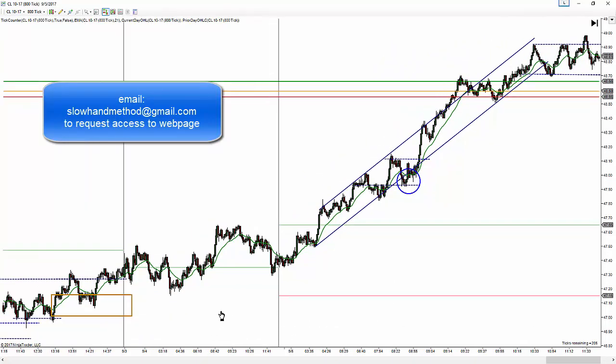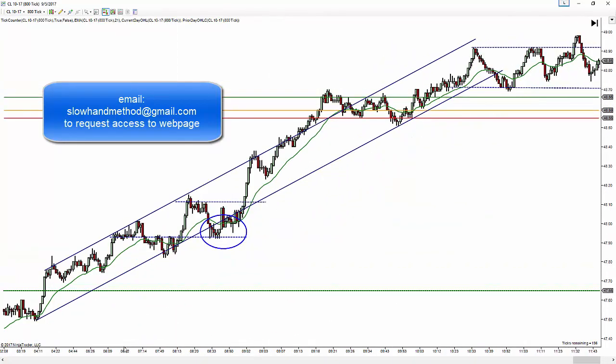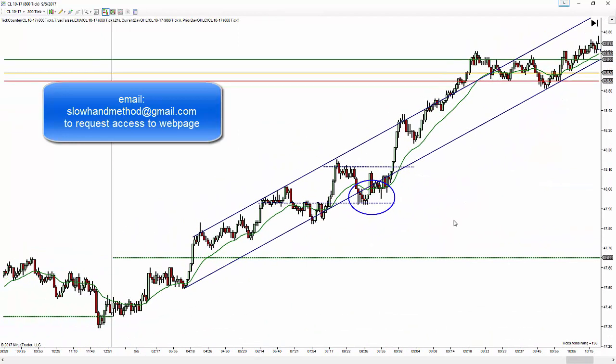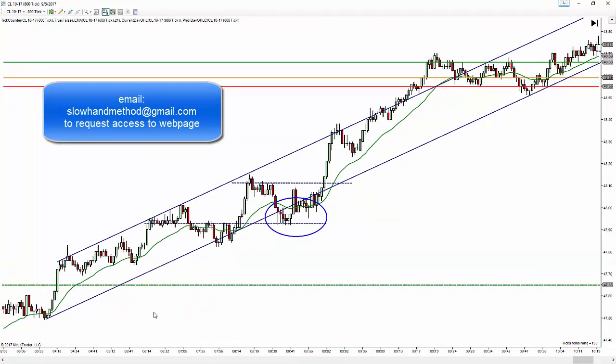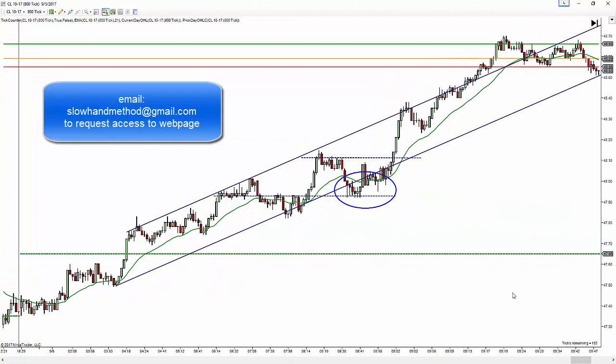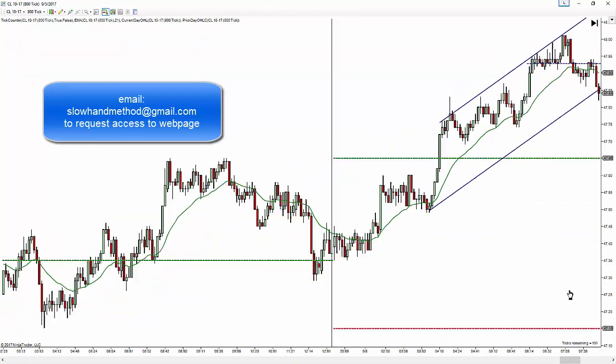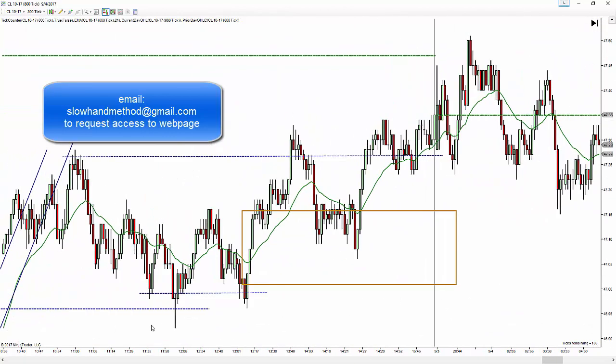Now, let me talk a little bit about this area. First thing this morning, prices were hovering down below $47. They dipped down. We can even see this back here. Let's go a couple weeks back.